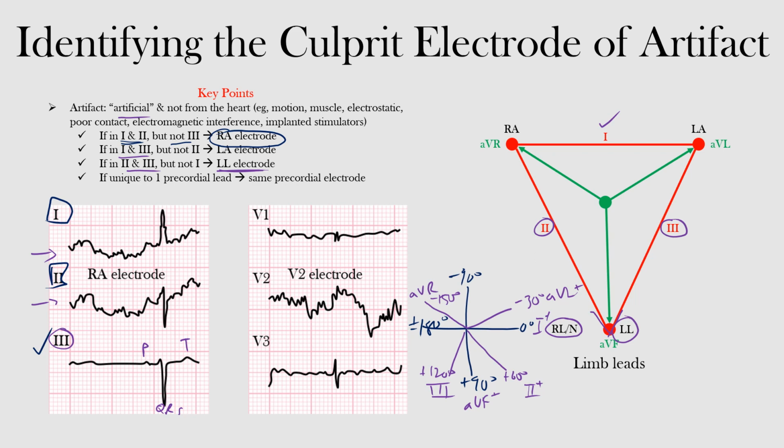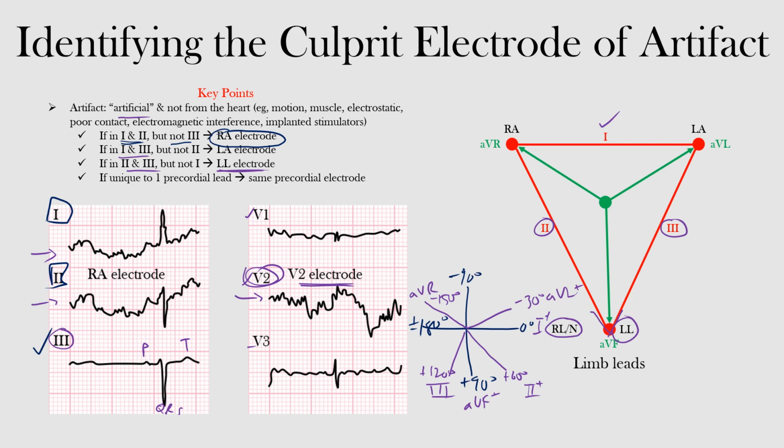Now, what if we saw an artifact in one of the precordial leads? This actually makes it pretty easy. If the artifact is unique to one precordial lead, then that precordial electrode is the source. If you look here at leads V1, V2, and V3, which one has the most artifact in it? It's certainly lead V2. In this case, all we'd say is that it's unique to V2, so V2 is responsible for the artifacts that we see. So make sure you check lead V2. Hopefully this is all making sense.